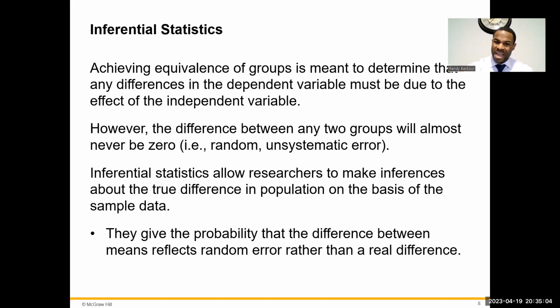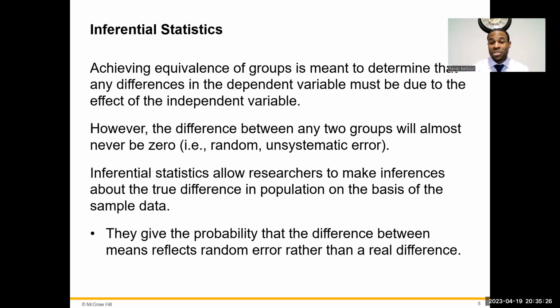And again, that random, unsystematic error that they speak of is those unique differences that we have as people. We're just all going to be very different in how we act and how we behave, right? So just because we're African Americans or white, again, we're all very unique and different in our attitudes and our behaviors. Okay.